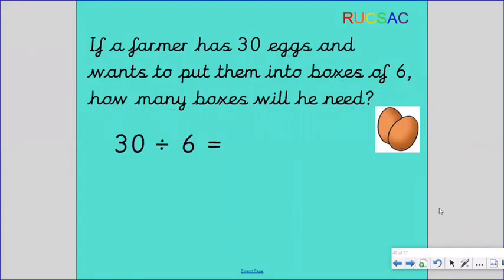So our number sentence is 30 divided by 6, okay, or 30 grouped into 6s, 30 eggs into groups or boxes of 6. Okay, so now I'd like you to use our grouping method. Okay, you can use pencil and paper for this, and I want you to work out the answer to 30 divided by 6. You ready to go through it? Okay, so let's put 30 into groups of 6.